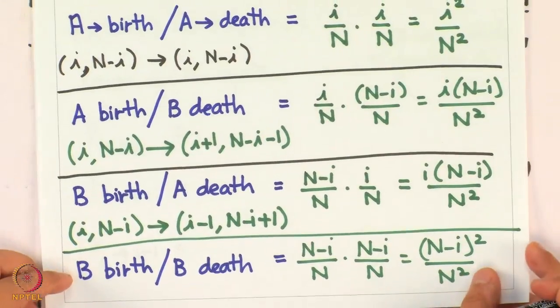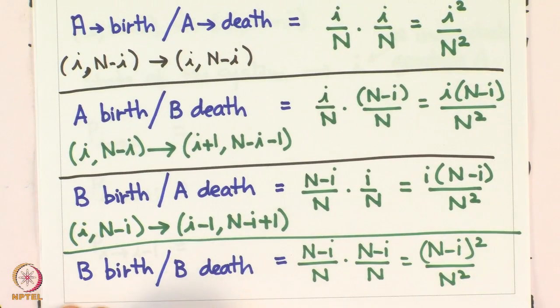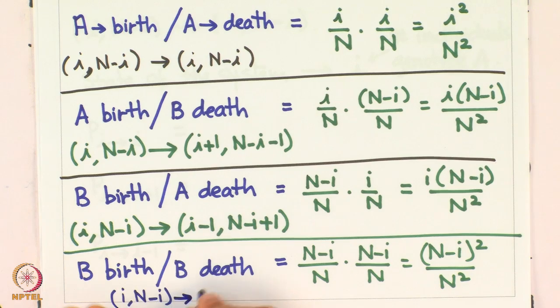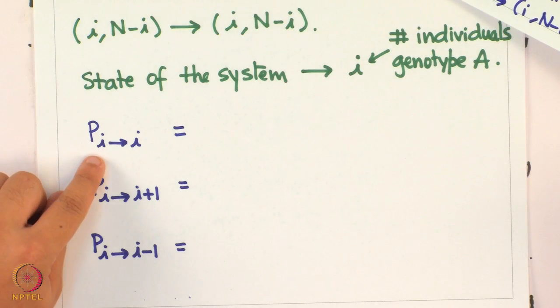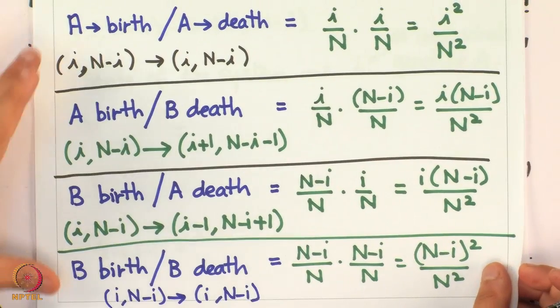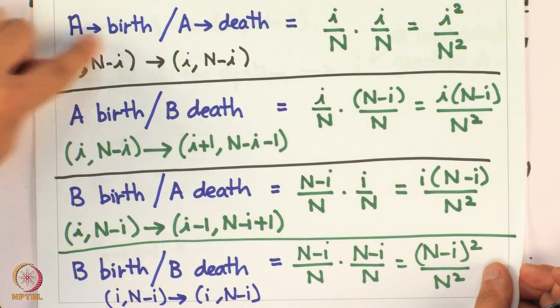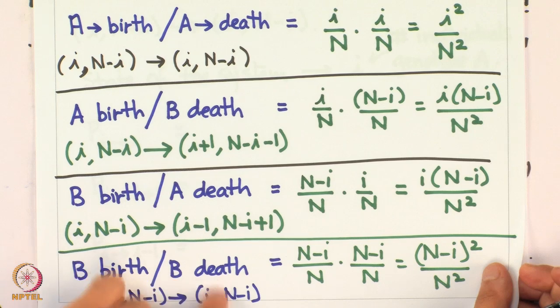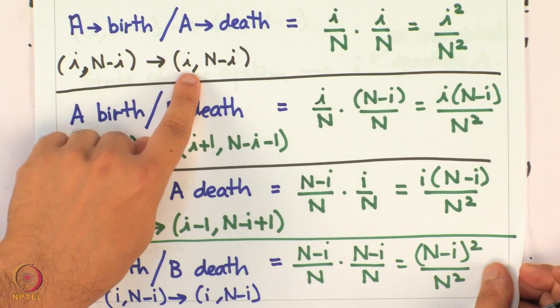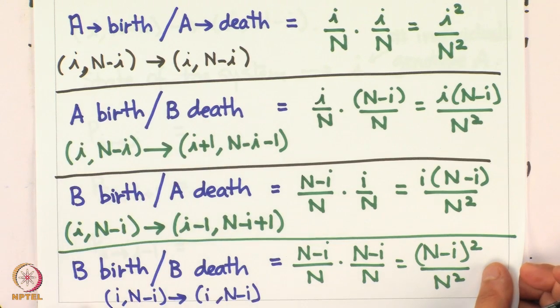Since these are the only four possibilities, let me just write down at the bottom here, this is the case where I, n minus I remains I, n minus I. So now we are interested in the probability that the system starts from I and remains at I, which is represented by two of the four options, which is A birth, A death, and B birth, B death. In both these cases, we start with I and we remain at I.